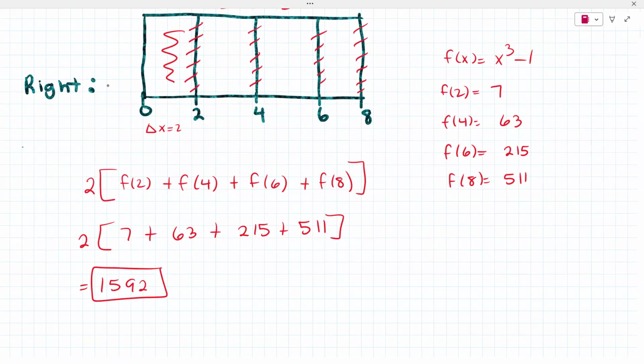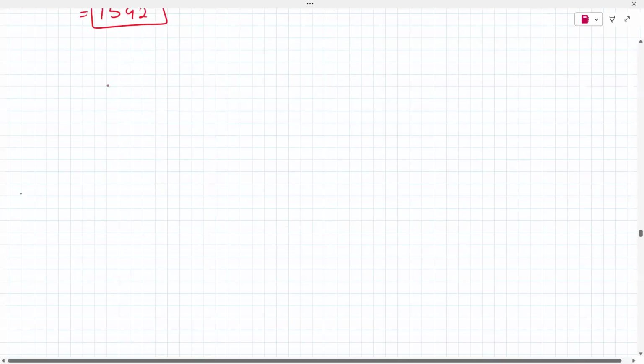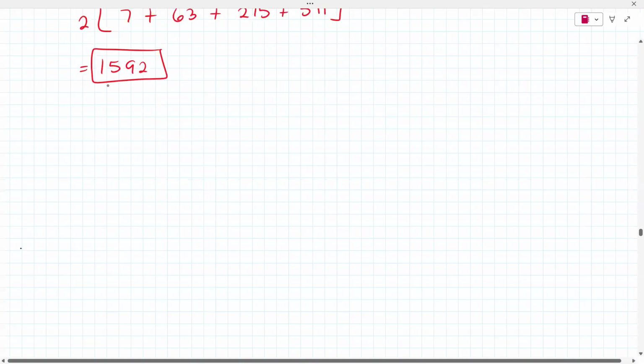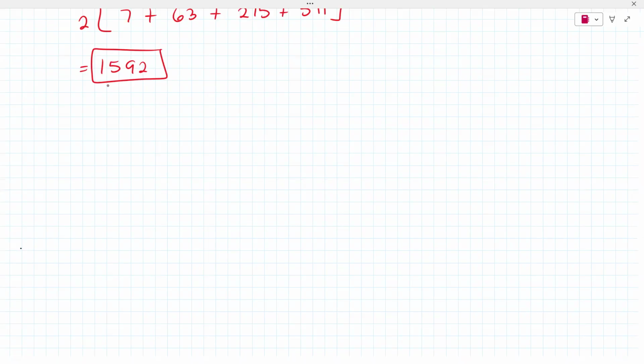Okay, so that was the right. Now let's do the midpoint. So how do you do the midpoint? Here, I'll show you.